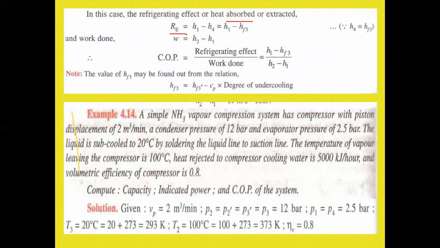Therefore, RE is equal to H1 minus H4, that is equal to H1 minus HF3. The coefficient of performance is equal to refrigerant effect divided by work done. That is equal to H1 minus HF3 divided by H1 minus HF2. For every variation it has been changed.